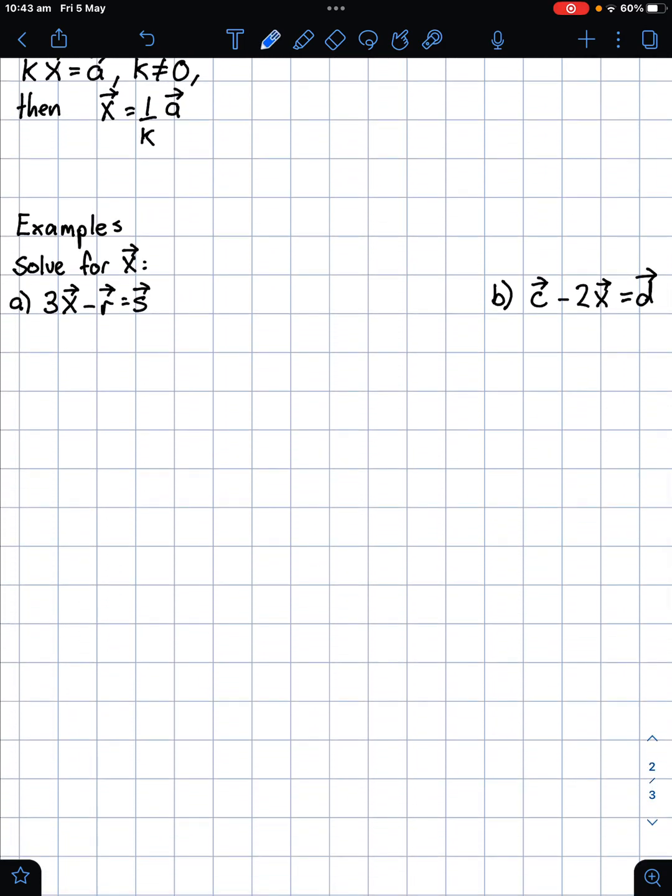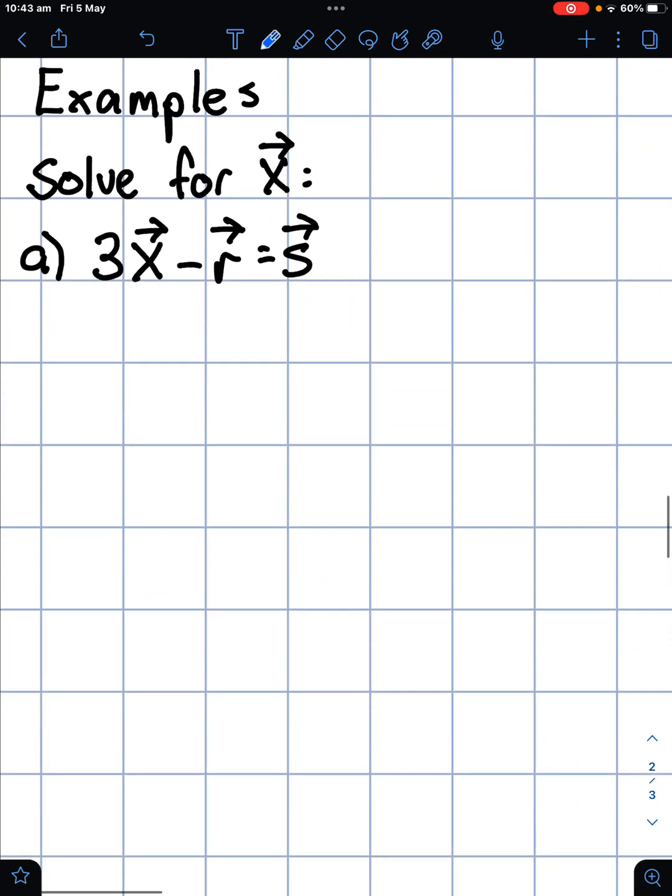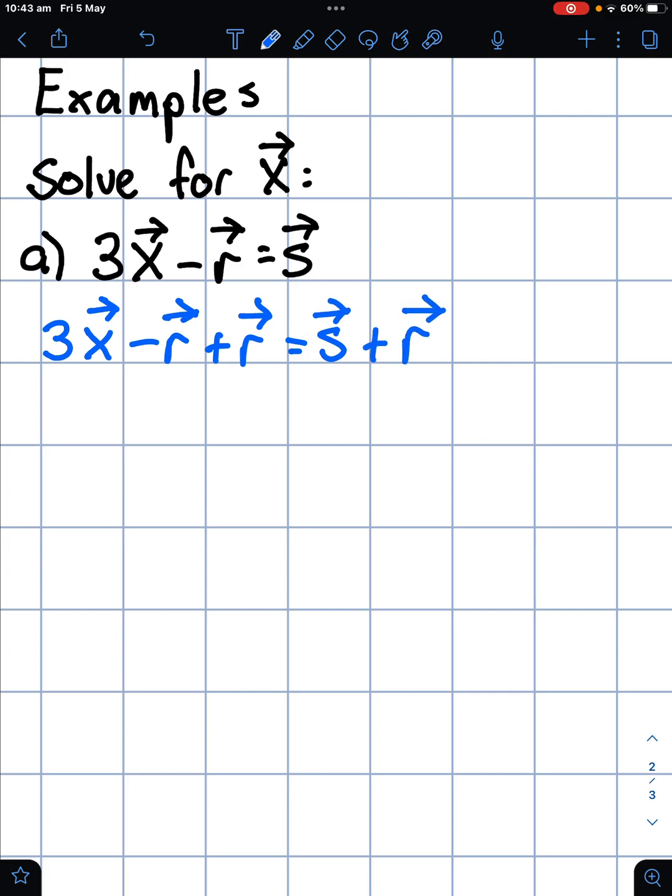Now, I'm going to talk through these. Let's just do this with our algebra first. So we're trying to solve for x in these problems here. So the first step here would be, same as any other algebra, we want to add r to both sides. So we would get 3x minus r plus r equals s plus r. Okay, this means we got 3x plus the 0 vector.